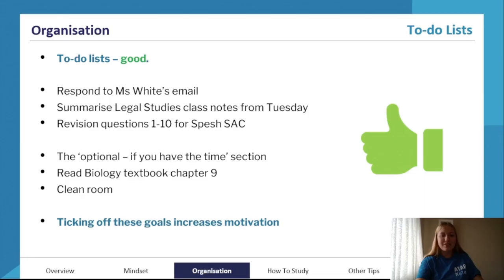But ticking off all of these goals increases motivation. Because they're so specific, and easy to manage and split into bite-sized chunks, we know exactly what to do. It's not going to take so long and be such a big, intimidating task that we're actually likely to get through it and complete to-do lists that are so specific and so approachable.